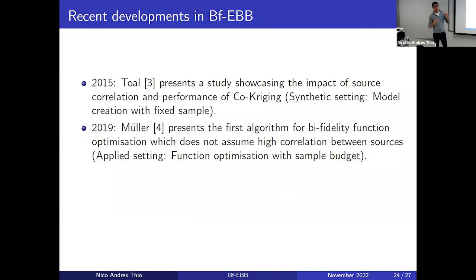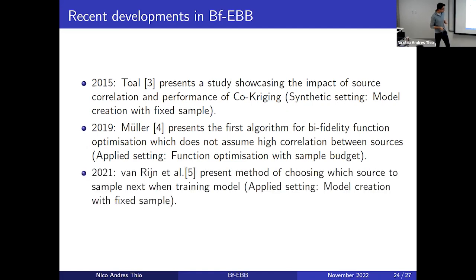The way it asks, is it beneficial, is by checking the correlation between the high and low fidelity sources. Something that was found by looking at the synthetic setting, right? So looking at the synthetic setting led to nice developments in the applied setting. In 2021, something similar happened, but now with a model, when you're looking at creating an accurate model overall, so not in the field of optimization.